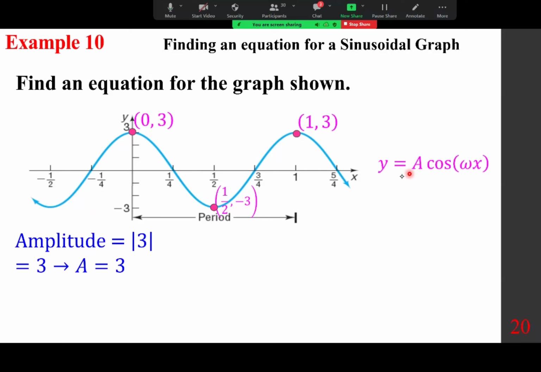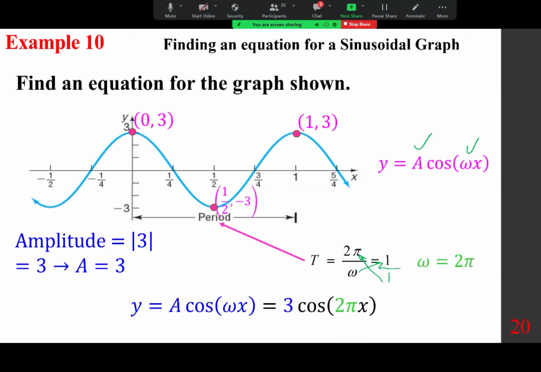We know T is 2 pi over omega, and T stops here. T is 1 here. So this is 1 period. T, which is 2 pi over omega, is 1. So omega must be 2 pi if you do the cross product. Plug in. We have the a, we have the omega, and the answer is y equals 3 cosine 2 pi x.